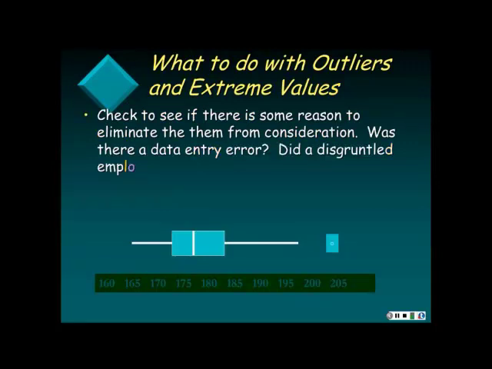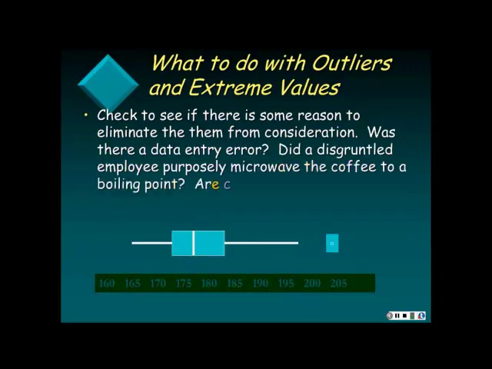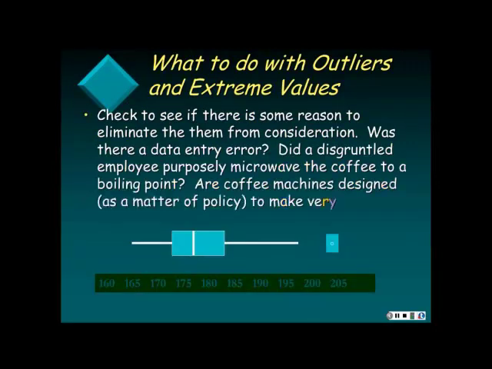Well, now it looks like it was 197. I'll have to go back and check that. Anyway, that value where the whisker goes to now is the last value that's not an outlier and not an extreme value.